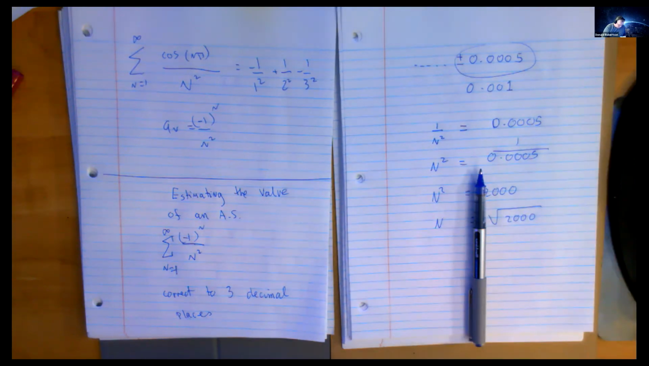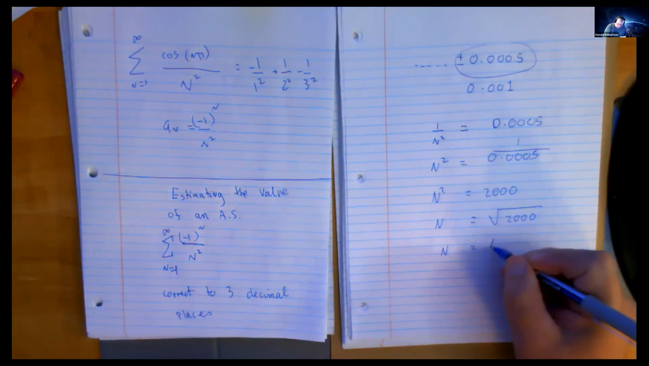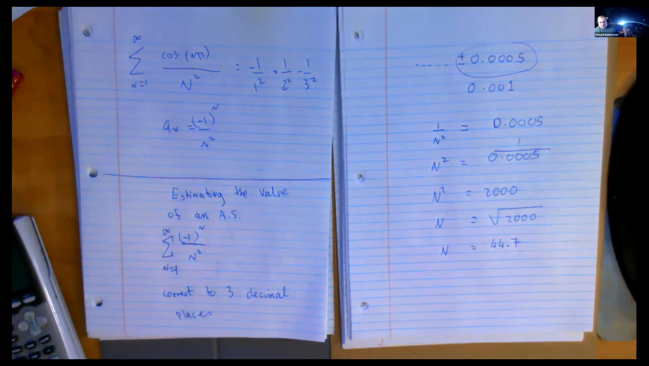So square root of 2000. And I get the answer 44.7. Okay. How are we going to work this? You can't do 44.7 terms, right? That doesn't make sense. You can do 44, you could do 45, something like that.